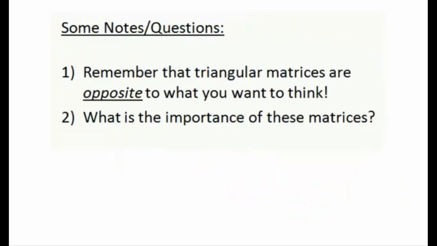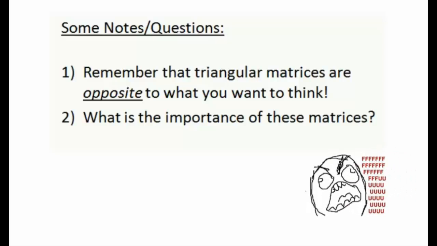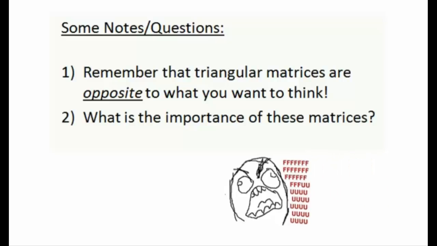Now to end off the video, I absolutely have to remind you that triangular matrices end up being the exact opposite of what you think they are going to be. Upper triangular means zeros are below the main diagonal, and lower triangular means zeros are above the main diagonal. I don't know who labeled these, but they did an awful job. So, like I said, just remember that it's the opposite of what you want to think.